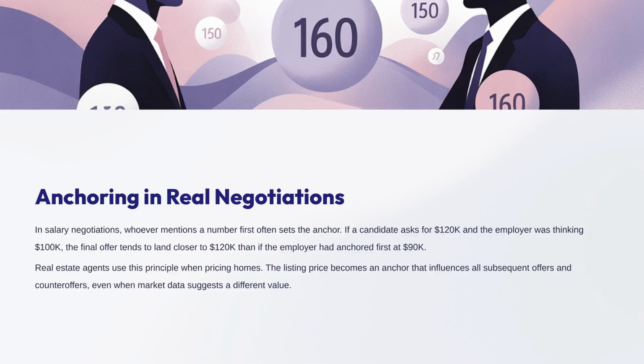In salary negotiations, the party who mentions a number first often sets the anchor. For example, if a candidate anchors at $120,000, the final offer is likely to be closer to that figure. Real estate agents use this when the listing price influences subsequent offers.